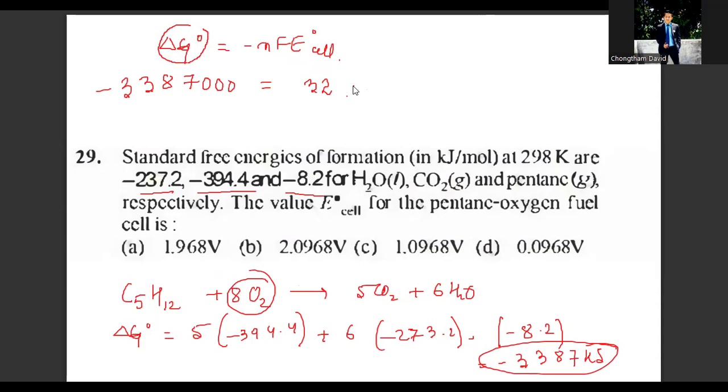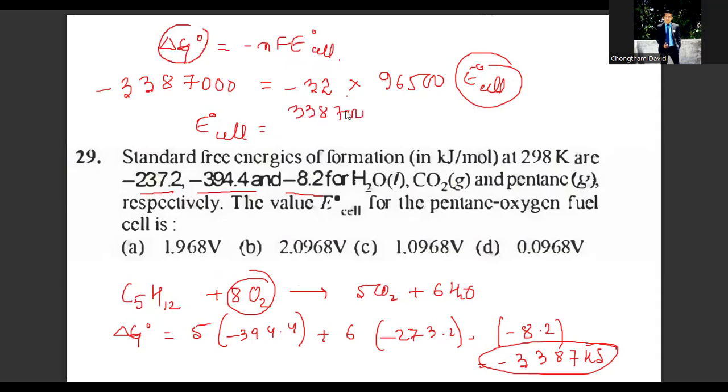From this equation, you have the value of n. Faraday's number is 96,500. Then E naught cell, you're about to determine this E naught cell. So E naught cell would be 338700 divided by 32 into 96,500. Where is this minus gone? It has got cancelled. So you have now cancelled these zeros. You are going to get 3387 by, let us say, 308. So you find the approximate value, not overall. This part you can easily remove.